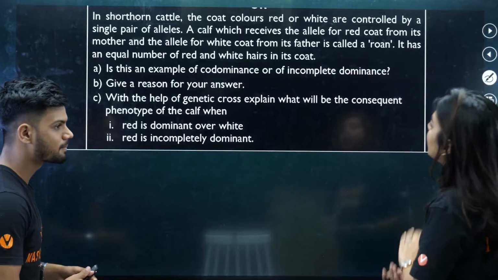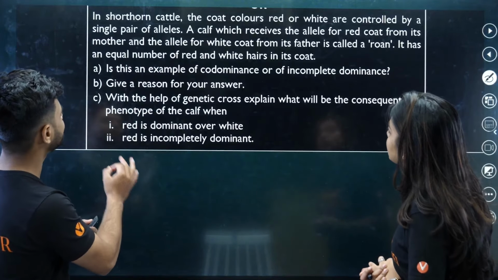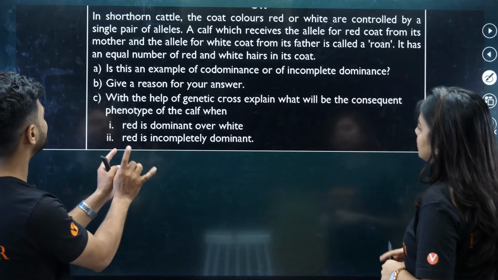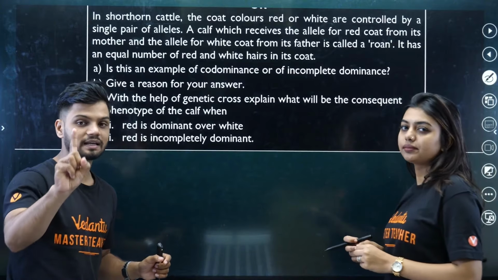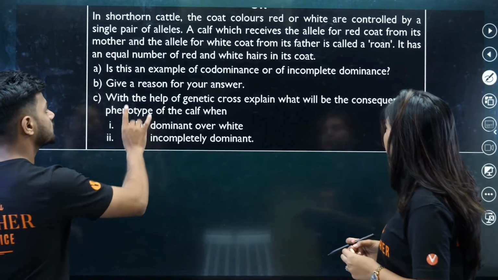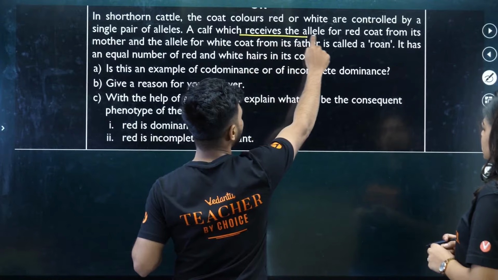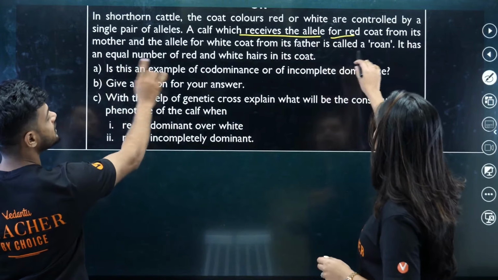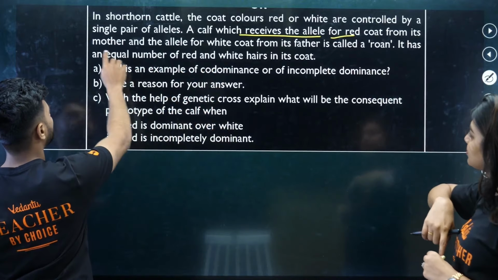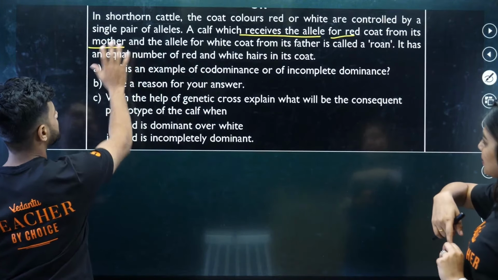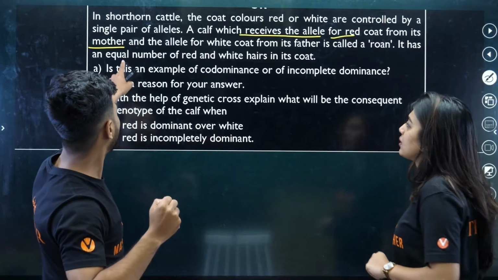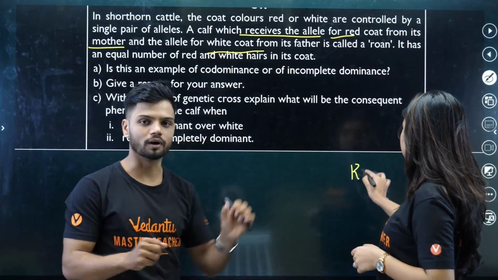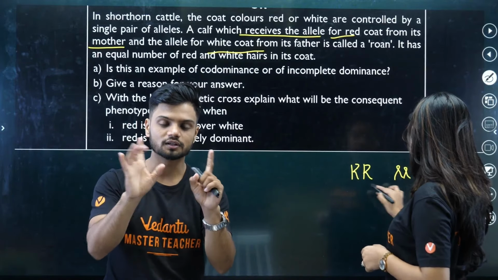We have more questions here. A shorthorn cattle's coat color, red or white, is controlled by a single pair of alleles. So we have a single pair of alleles, where one gene is there. The calf receives the allele for red coat from its mother, and the allele for the white coat is from its father. So we're getting one from mother, one from father. Both are two different alleles.